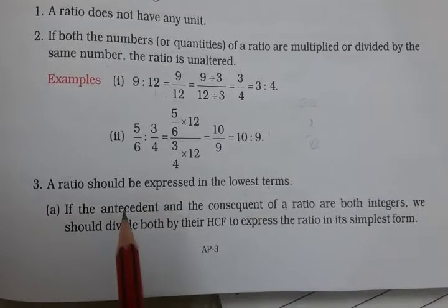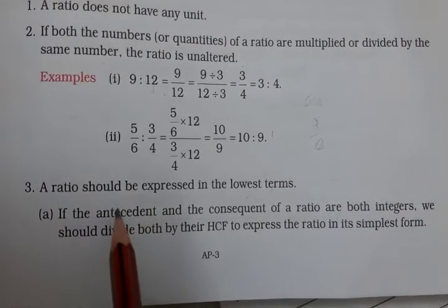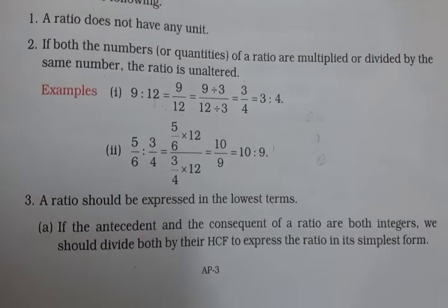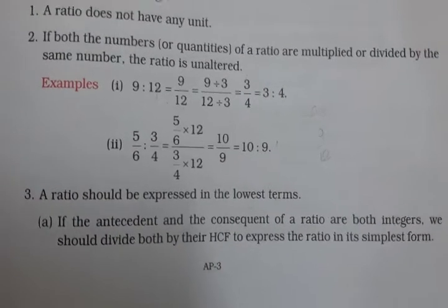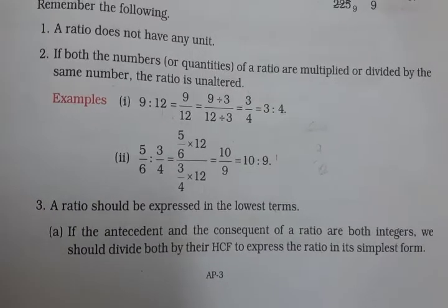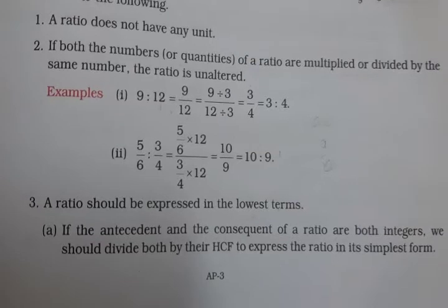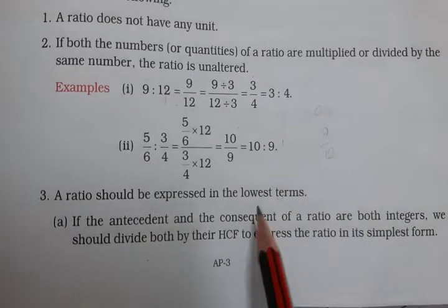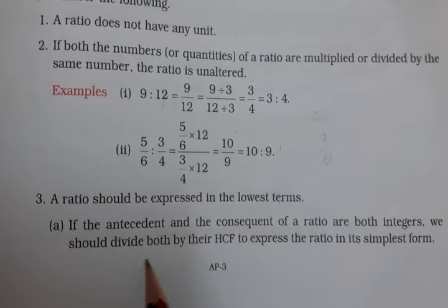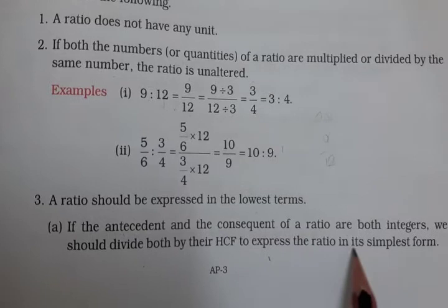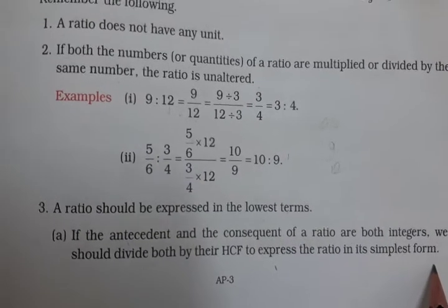Now how to express this in lowest form? Firstly we have to get the first term and second term of the ratio. If both are integers, what will we do? We will find the HCF of these terms. You all know how to find HCF. After that, we will divide both the first term and second term by the HCF. Understand? That is called the simplest form.